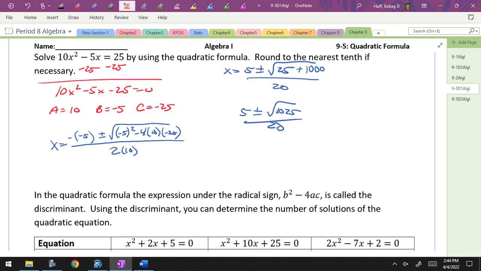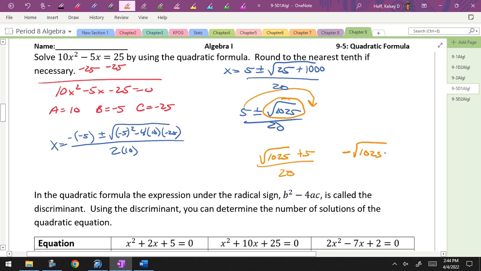Okay, everybody agreed that I technically could put the square root of 1,025 into my calculator first, correct? One time, it's a positive 1,025, and I'm going to add 5. Everybody follow what I did? I'm just going to move that 5 to the back, and I'm going to divide it by 20. And the other time, I have a negative square root of 1,025. I'm going to add 5 and divide by 20. Everybody follow what I did there. One time we're adding it, one time we're subtracting it. So one time the square root's positive, one time the square root's negative.